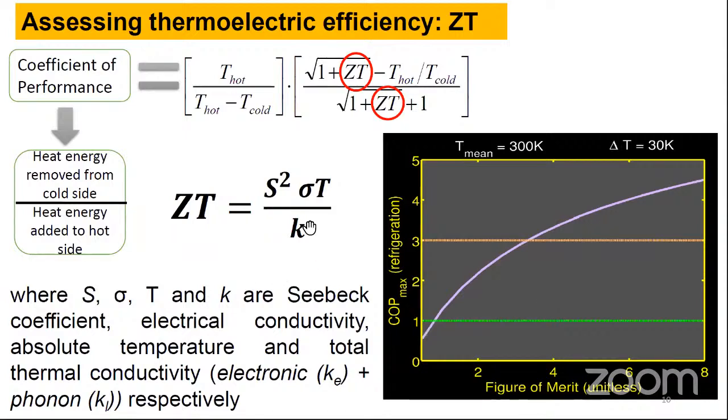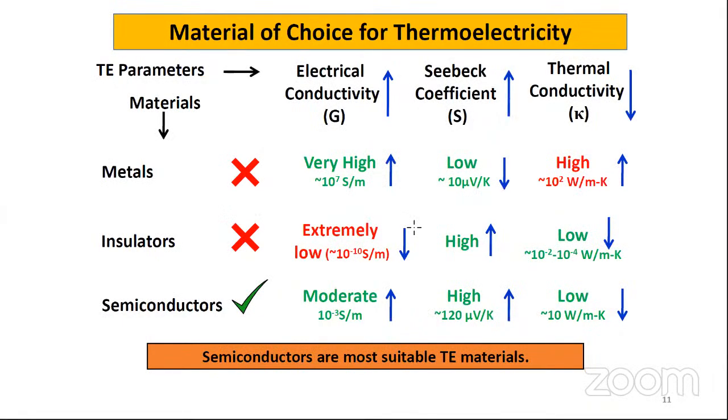ZT is a combination of S, the Seebeck coefficient, sigma, the electrical conductivity, T, the absolute temperature, and K, the total thermal conductivity. The total thermal conductivity is a sum of the contributions of thermal conductivity due to the electron and due to the lattice or phonon. In this figure, you can see that the coefficient of performance in the case of refrigeration depends on the value of ZT. As the value of ZT increases, the coefficient of performance also increases. Now we will discuss which types of materials are suitable for thermoelectric materials.